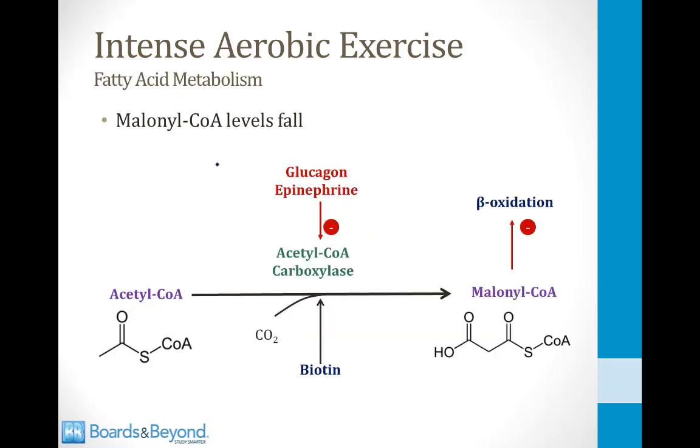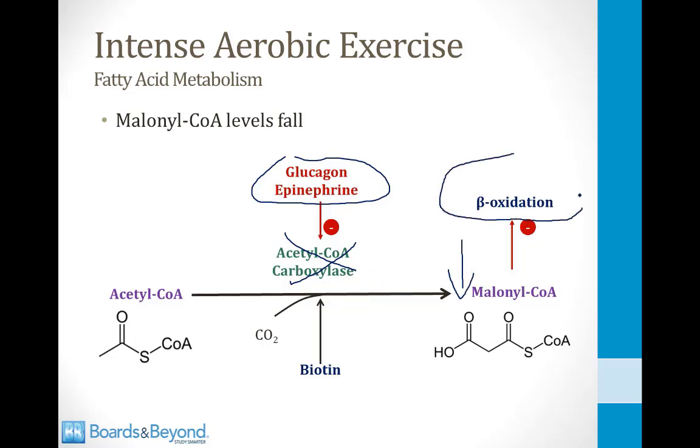The hormones in your body speed up fatty acid metabolism during intense aerobic exercise like a marathon. Glucagon and epinephrine inhibit the rate-limiting step in fatty acid synthesis. They inhibit the enzyme acetyl-CoA carboxylase. This ensures that fatty acid synthesis will not occur during a long race like a marathon. As a result of inhibiting this enzyme, levels of malonyl-CoA will fall, and malonyl-CoA is a powerful inhibitor of beta oxidation. So by lowering its level, you will speed up beta oxidation.